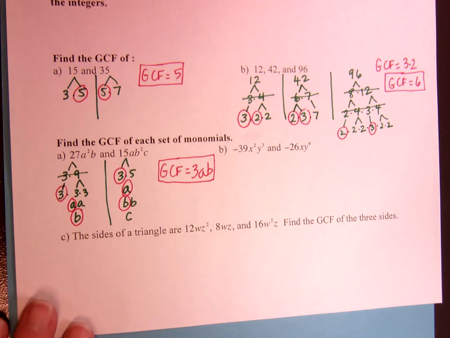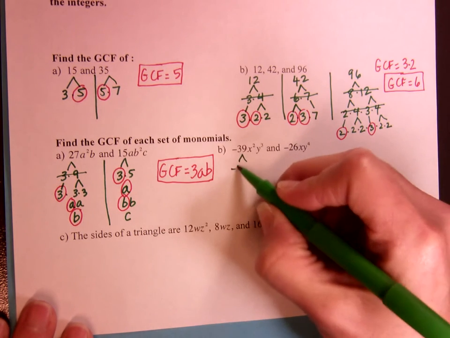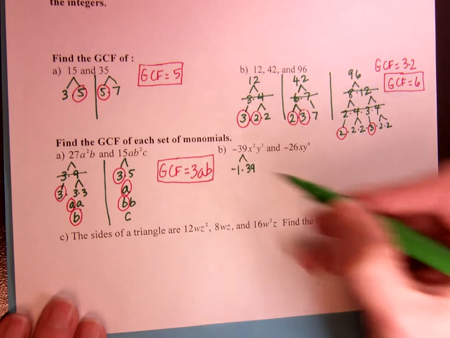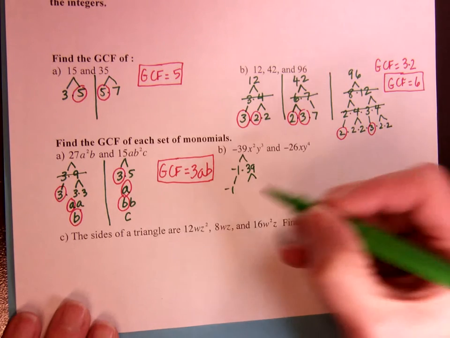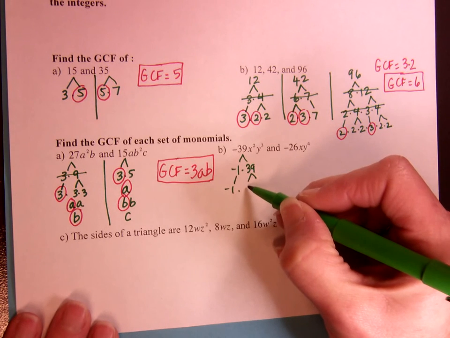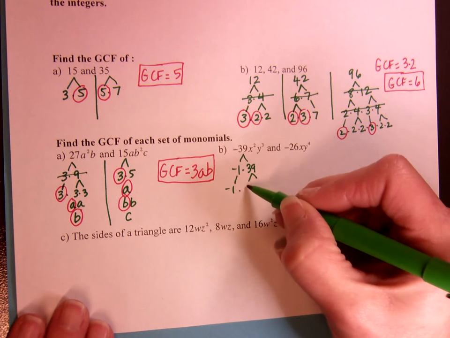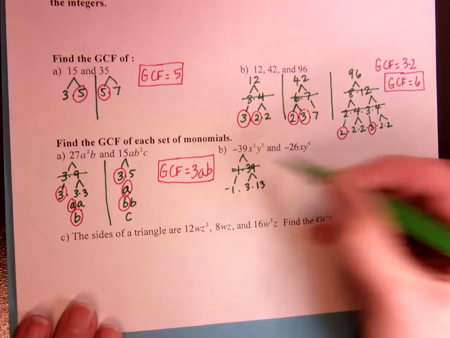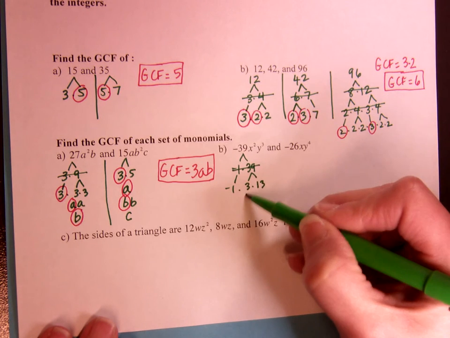Okay, look at B. How does negative 39 get broken? Negative 1 times... Good. Remember, you need to put a negative 1 first. Then we'll bring down the negative 1. And how does the 39 get broken? Is it just prime? Nope. 3 times 13. Very good. Now, are they prime? Yes. How many X's? 2. How many Y's?